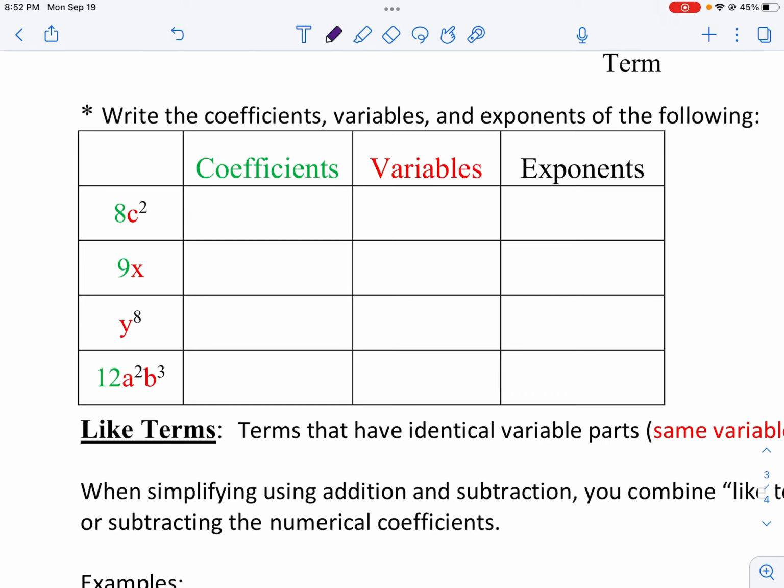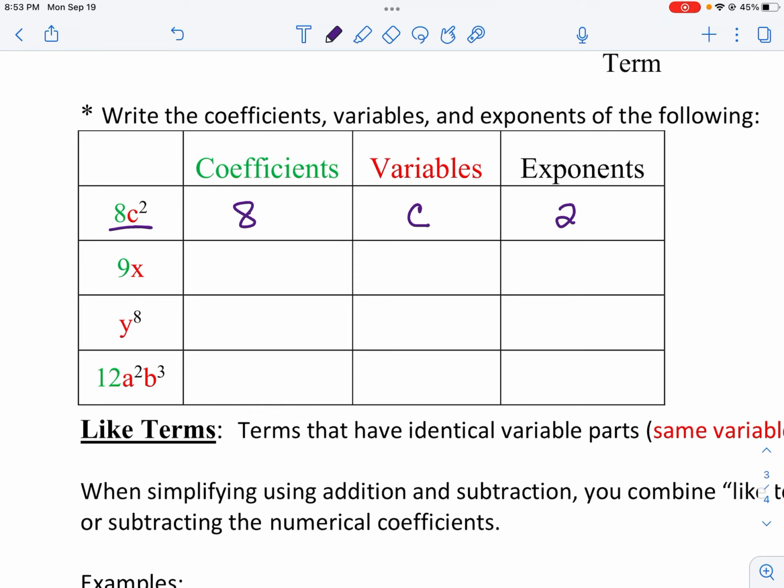And so let's identify what all these pieces are so that we can decide what's a like term in a second. They've labeled the coefficients in green, which is helpful. So when I look at 8c squared, 8 is the coefficient, right? Number in front. The variable is c, and the exponent is 2. So when I go to combine like terms, I can only combine them with other variables that are c and have a power of 2. They have to have both of those things going on.